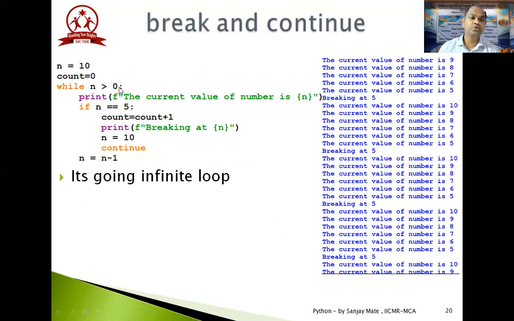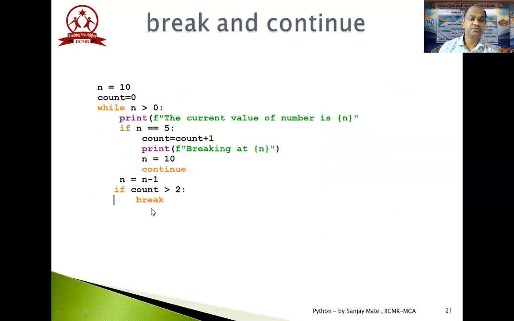And again, I want 10, 9, 8. So here, again I am having n is equal to 10, so it will continue again from this. It will not go for n is equal to n minus 1. So that is the advantage of break and continue. Here I have used both continue and break. So in this way, you can use continue and break for controlling the loop.